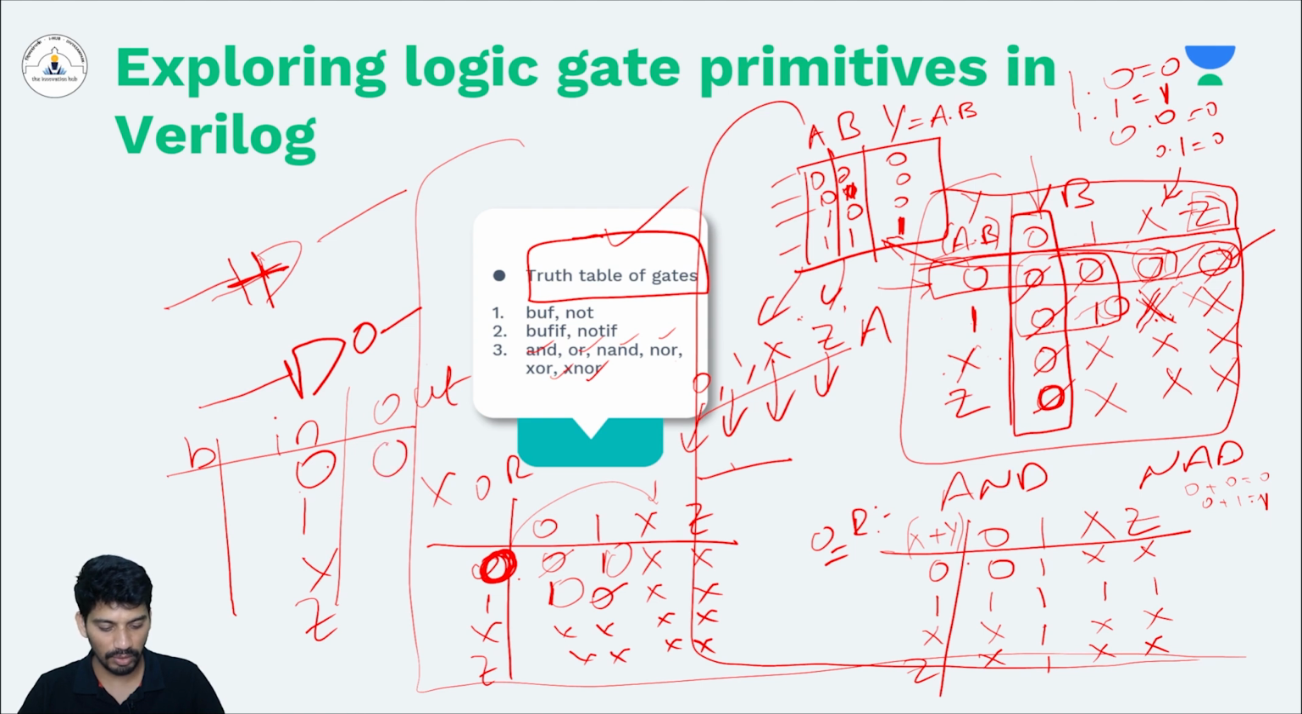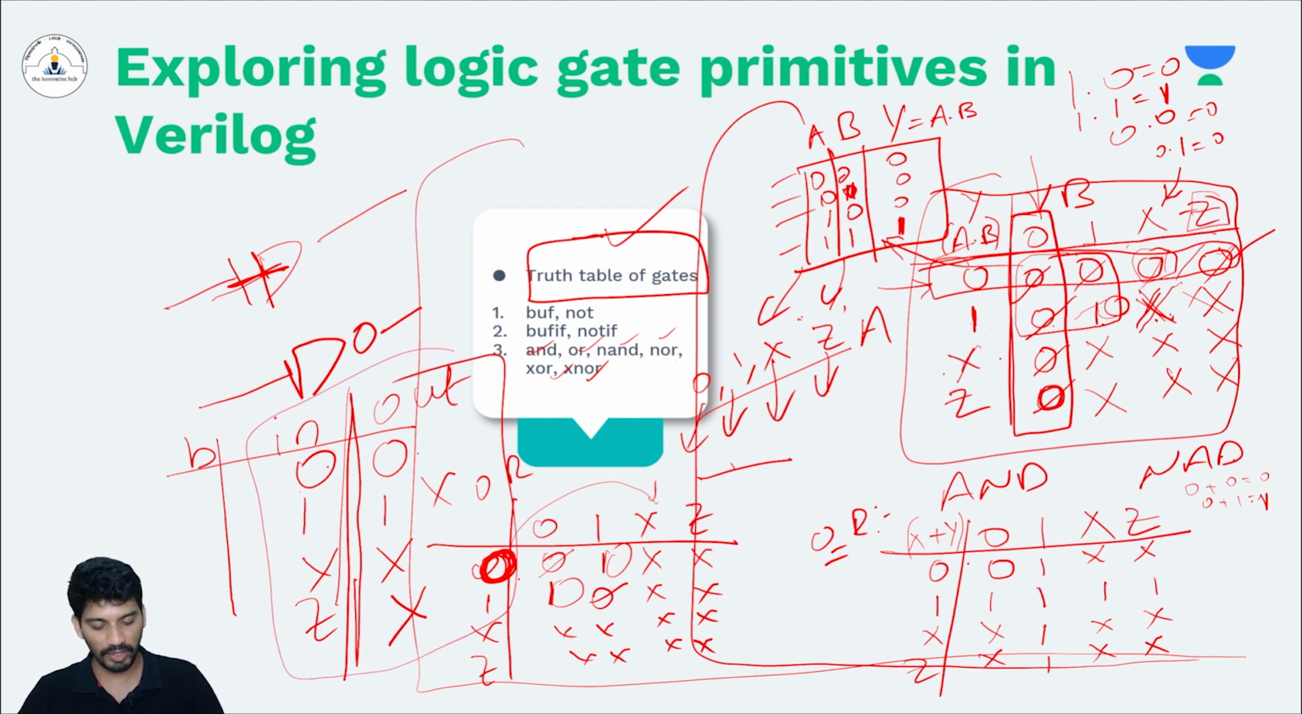If the input is 0, the output will be 0. That is the functionality of buffer. It will just pass the input signal to the output. So 0, 1, X, and this will be X but not Z, because I told you in Verilog there is no concept of Z as an output of any gates. So that is the truth table of buffer. For inverter it will be the invert of these things. For 0 it will be 1, and for 1 it will be 0. This is clear. But what are these two, bufif and notif?